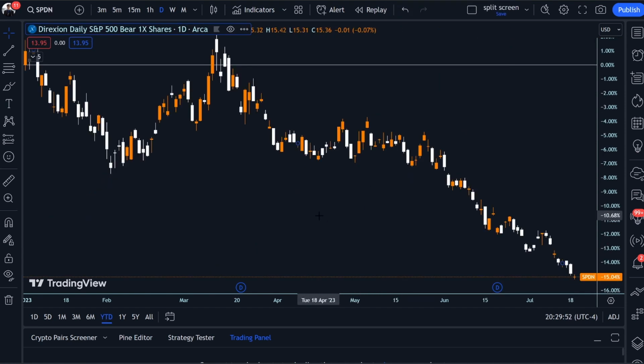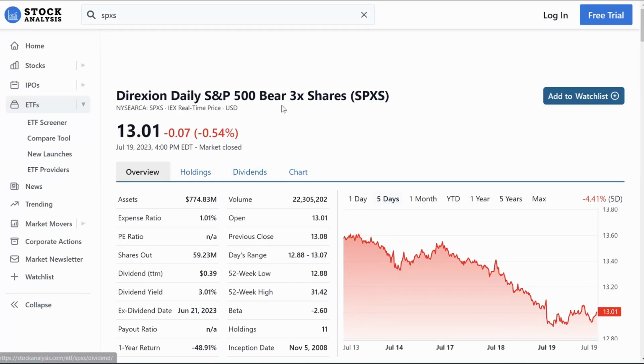Now that's the SPDN. Let's say that your conviction is really high and you say, well, I want to double down or triple down on this bet, but I still don't want to deal with margin. Well, you could get a 3 times inverse ETF, and that is the SPXS.